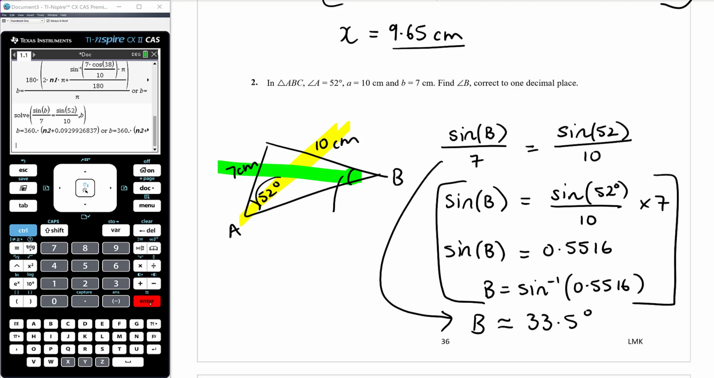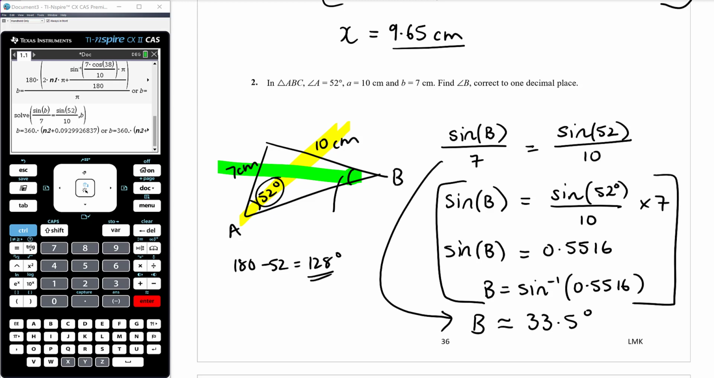Okay, so we know there's already 52 degrees here. We know all the angles in a triangle add up to 180. So 180 minus 52 is 128 degrees. So we know B has to be somewhere between 0 and 128 degrees. And our CAS needs to be told that in order for it to give us a particular solution.